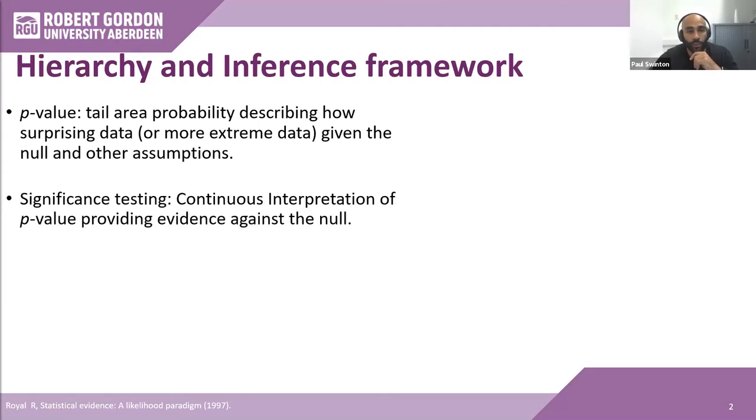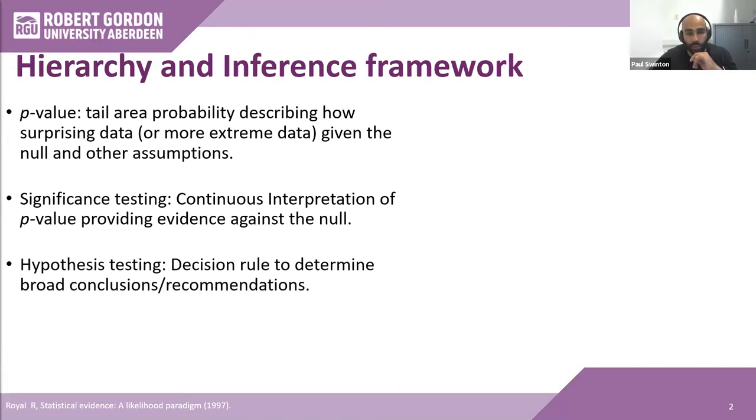So the most basic use of p-values occurs in significance testing. Here the focus is on the specific study, and the p-value is used in a continuous manner. So there's no bright line in terms of evidence against the null, and there's also a limited attempt to generalize beyond the specific sample. The next use of p-values comes in hypothesis testing. Here the focus is not on the specific study itself, but it's viewed more in terms of all the potential studies that could be conducted. And so really, as Daniel mentioned, that's where we're trying to determine broad conclusions and recommendations.